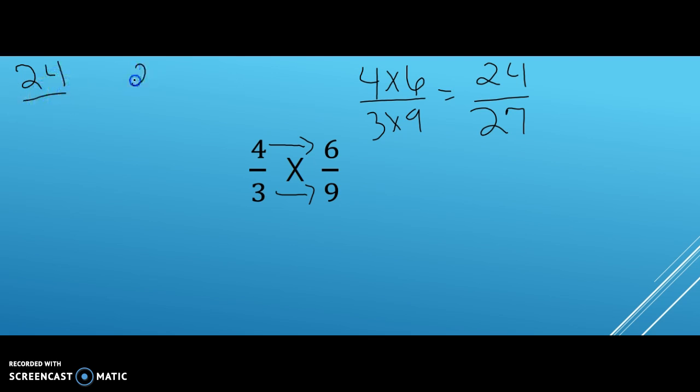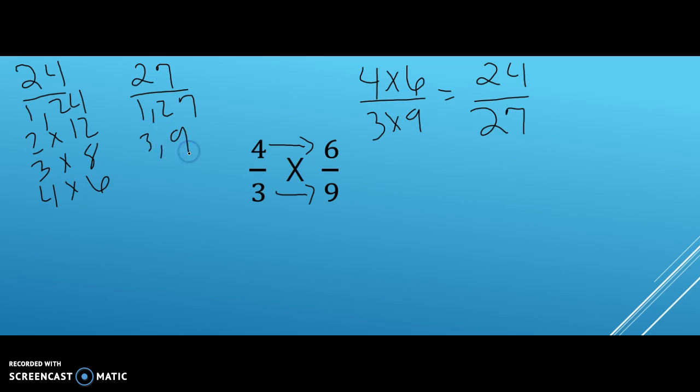24 and 27. Start with the number 1. 1 times 24. 2 times 12. 3 times 8. 4 times 6. 27. 1 times 27. 2 I cannot use. 3. 3 times 9. 4, 5, 6, 7, cannot use those. 8 cannot use. And the next possible number is 9 and is already in my list. Looking for the greatest common. So the greatest that I see is 3, and it's in both lists, so I'll use 3.